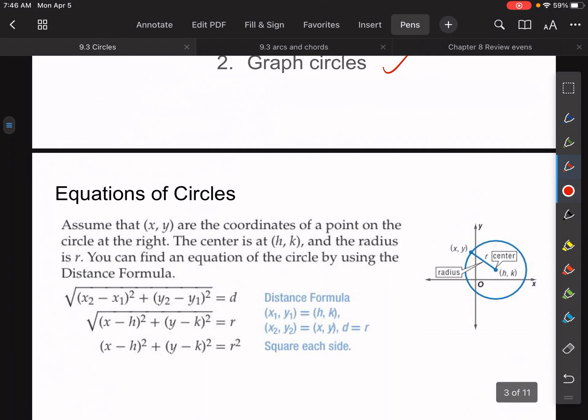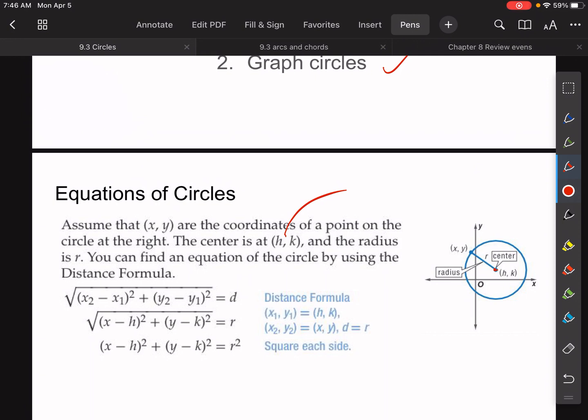Equations of circles. So assuming that x comma y are the coordinates of a point on the circle at the right, the center will be at h comma k. Okay, so h comma k, some people get confused with this. That's just another way we identify an xy coordinate, but it's a specific xy coordinate for the center.